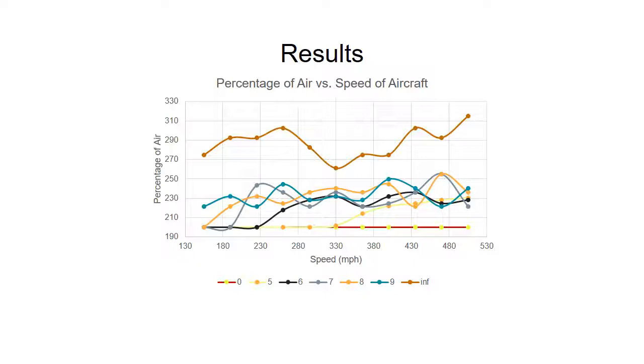For the line on the top there, it has a coefficient of infinity, which means that you really care about the efficiency. So you can tell that the percentage of air is really high. Therefore, it makes sense that you are not using as much fuel as when you don't really care about efficiency.